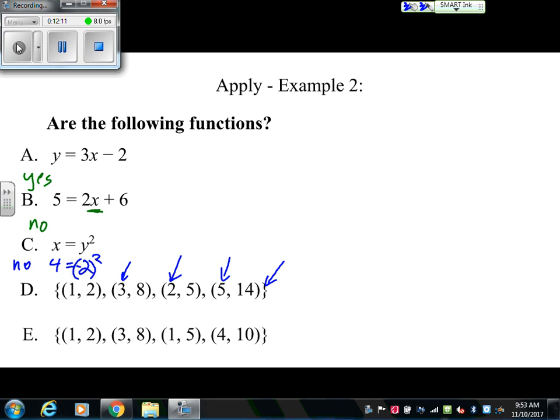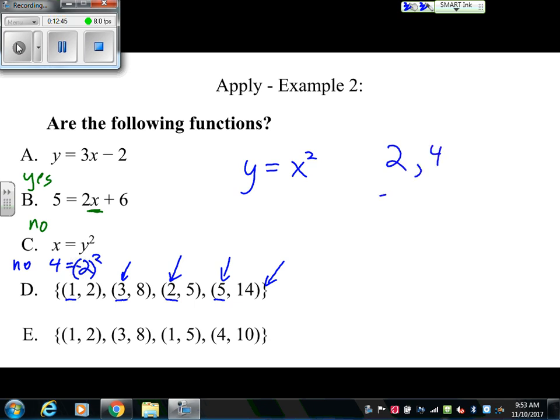Well, what am I looking for? I'm just looking to make sure that every time I have an input, there's exactly one output. And I have a different input every single time. I have a 1, I have a 3, I have a 2, and I have a 5. So it doesn't really matter what the outputs are. And in fact, you can even have the same output for different values. Like we would see that on a quadratic, like x squared is equal to y. I could plug in a 2. When I square that, I get out a 4.